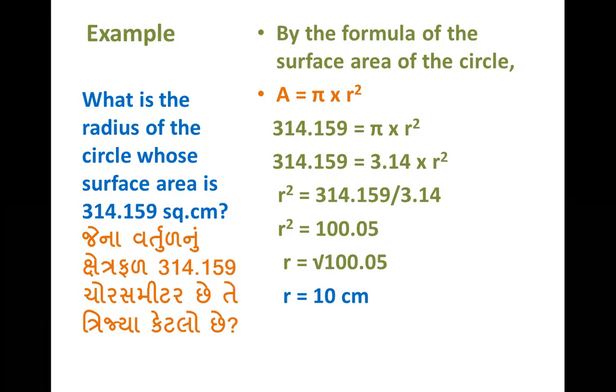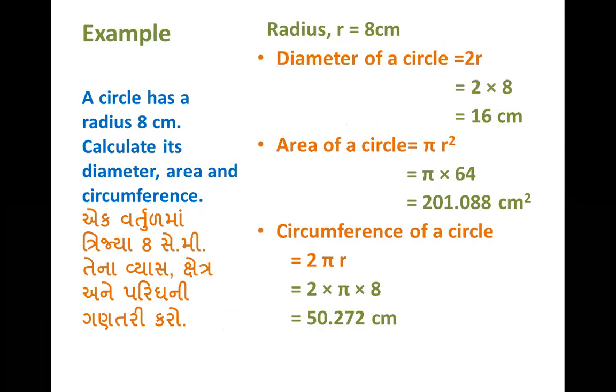So let's move on to the next one. Second example. You have a radius and calculate the diameter, area and the circumference. So you just put the value of r in these three formulas. Diameter D is equal to 2r, area is πr² and the circumference is 2πr. Put the value of π and r and you get the answer. By default, you can take the value of π as 22/7.